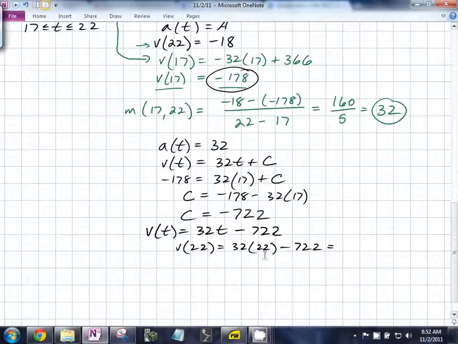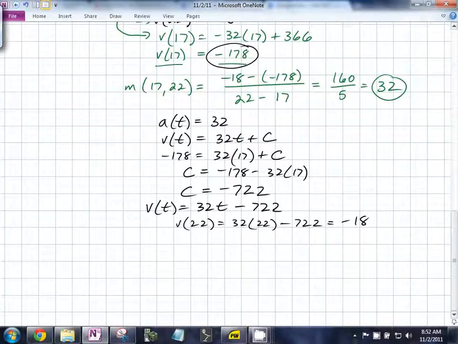Okay, so that's the velocity. What else do we need now? We need the position. Okay, so we integrate. We get S of t is equal to 16t squared minus 722t plus d. But the position at the beginning of this has to be equal to the position at the end of the last.